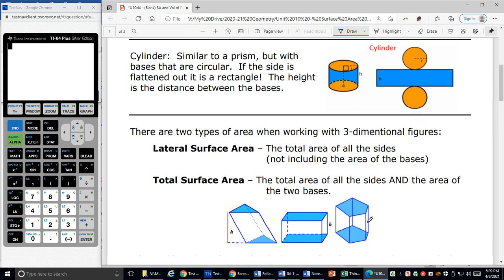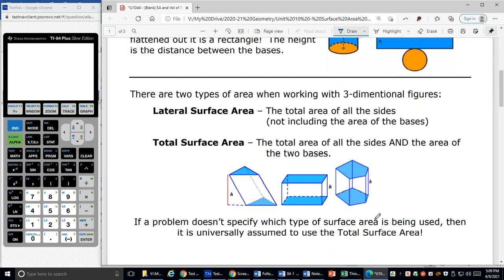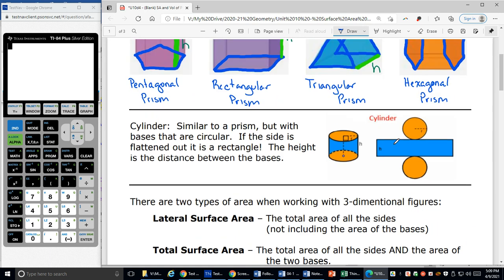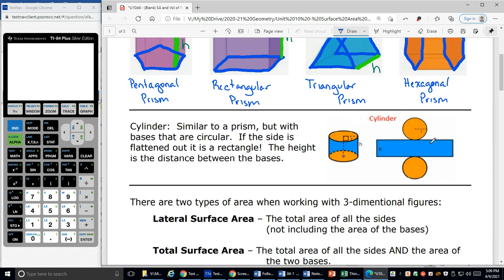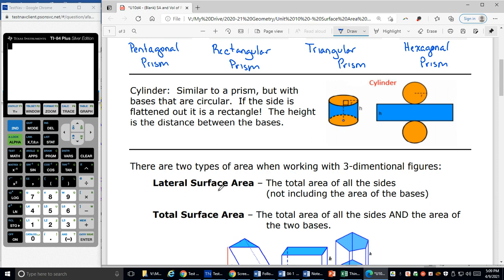Okay, there are 2 types of area we're going to talk about when we're doing prisms and cylinders. The first one is our lateral surface area, and that's everything that's on the sides. So it's all of those rectangles put together. So up here, all the rectangles, not the pentagon. Here, 4 of the rectangles, not the 2 base rectangles. Here, the 3 rectangles, not the 2 triangles. Here, the 6 rectangles, not the 2 hexagons. And here, the rectangle, not the circles. That's your lateral surface area. Think about if you're putting a label on a can, that's your lateral surface area.